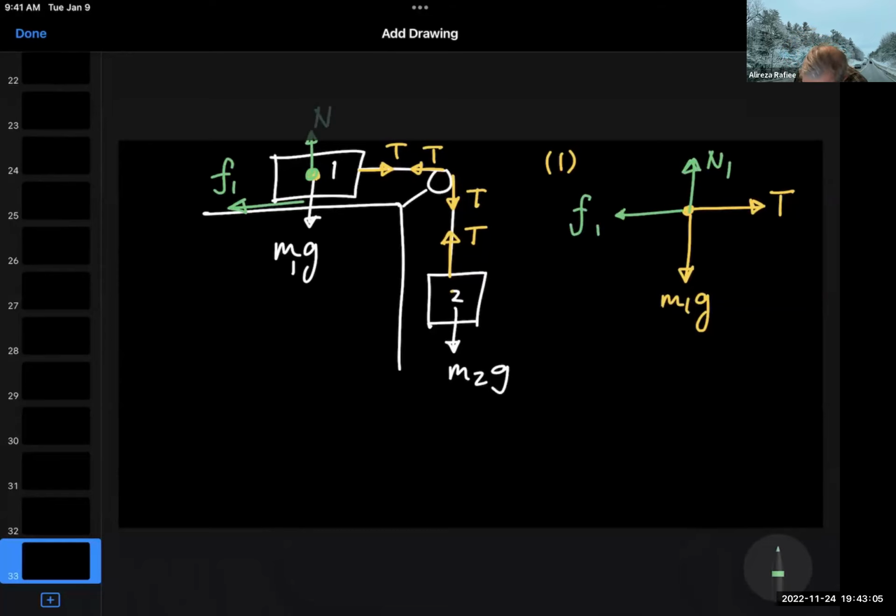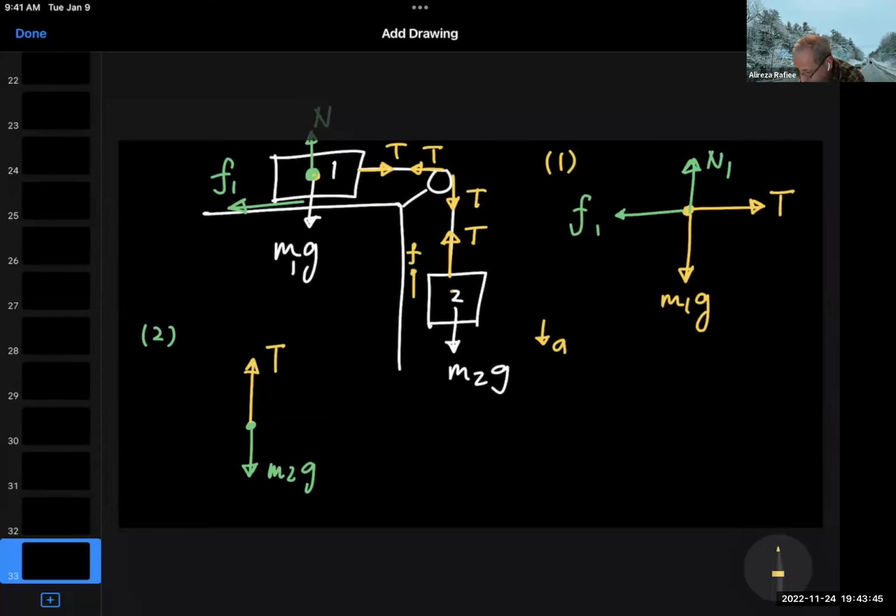But what about object 2? So for object 2, I would have an m2g going down. I will have a tension upward T. This one is not connected to the surface, so it's not pushing against the surface. So there's nothing to the left. If it was connected and there was friction, then this object is moving, let's say, down. If it was moving down, then there would be a friction upward, if it was connected to the surface. If it's not connected to the surface, then you can completely ignore the friction.